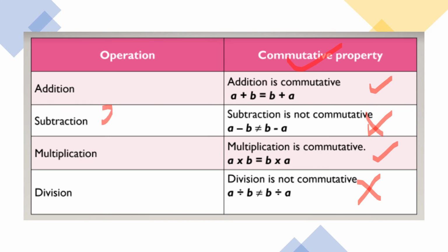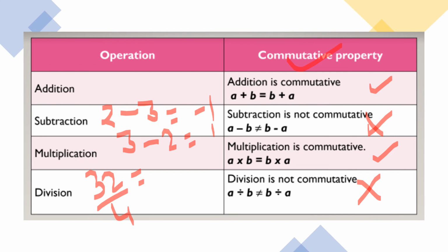So 2 minus 3 gives you minus 1. 3 minus 2 gives you 1. The subtraction is not commutative. Similarly, 32 divided by 4 gives you 8, while 4 divided by 32 will give you 1 upon 8. Thus, we have seen that the commutative property holds good for addition and multiplication.